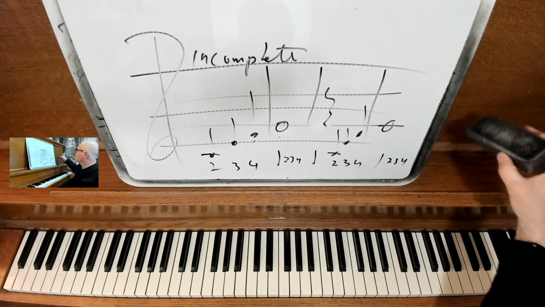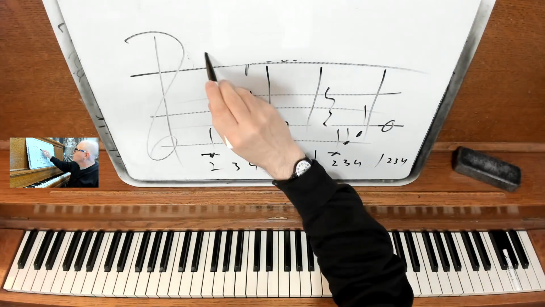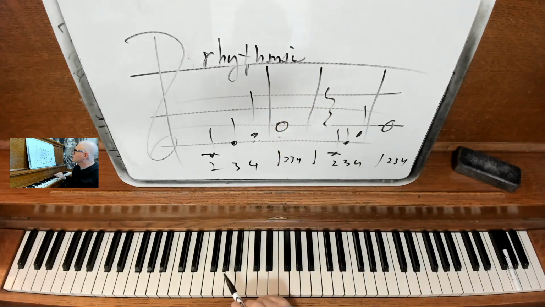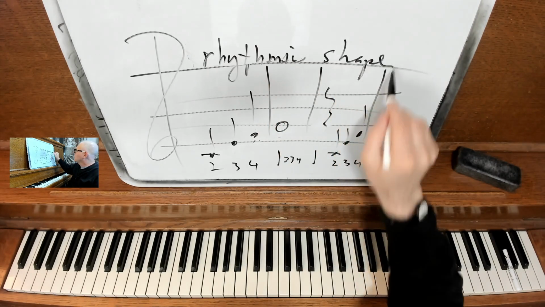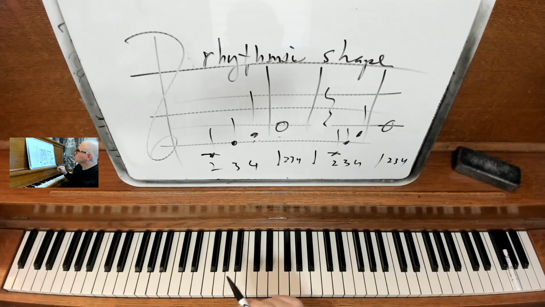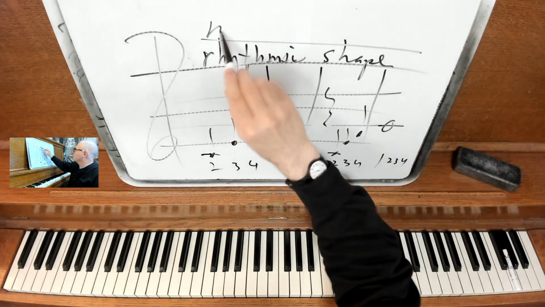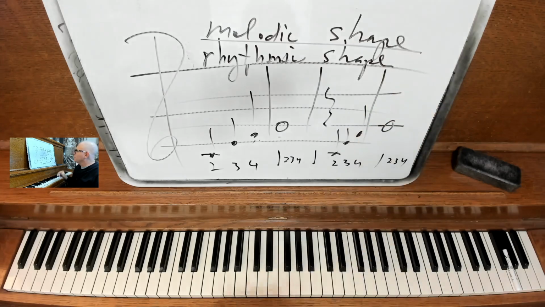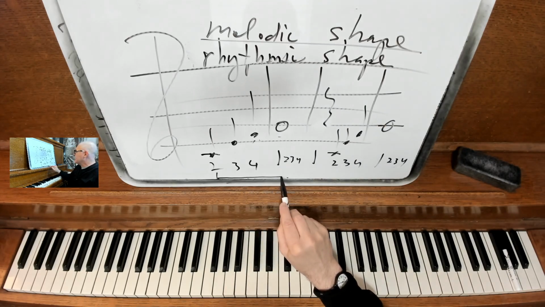We're talking about a rhythmic shape, or you can talk about it as a melodic shape. So what do I mean by a shape? Well, a shape is where does the music begin and where does it end? It begins on count 2 and it ends on count 1.